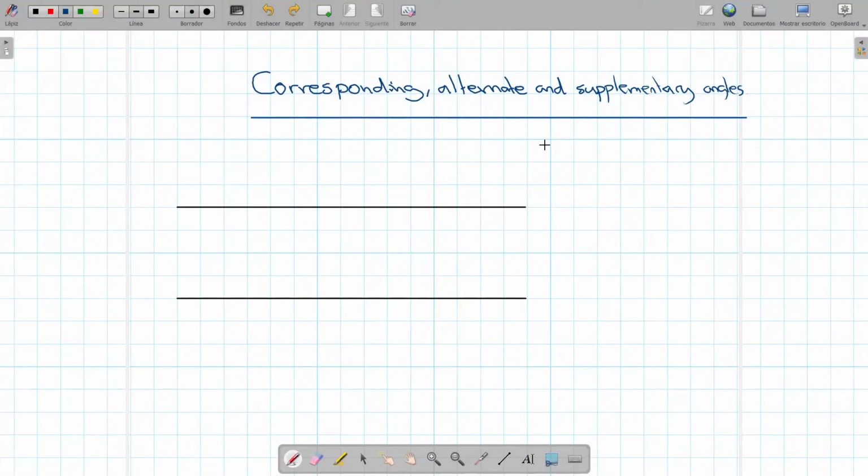Hello. Today we're going to talk about corresponding, alternate, supplementary, and vertically opposite angles. When we are dealing with two parallel straight lines, we have several angles that come very handy for the exercises. For example, if we have those parallel lines and another line that cuts those parallel lines, which is called a transverse line.